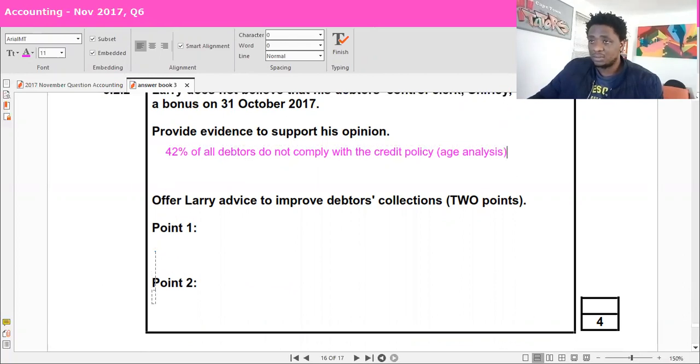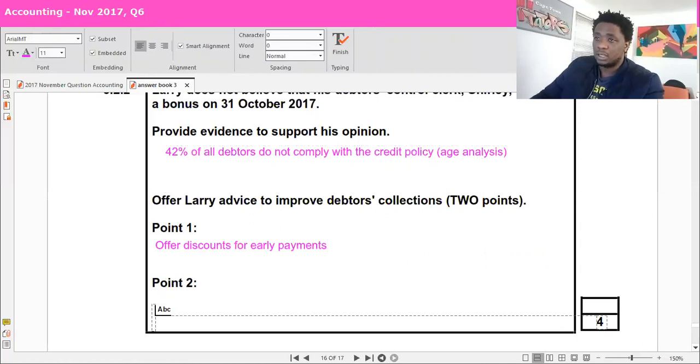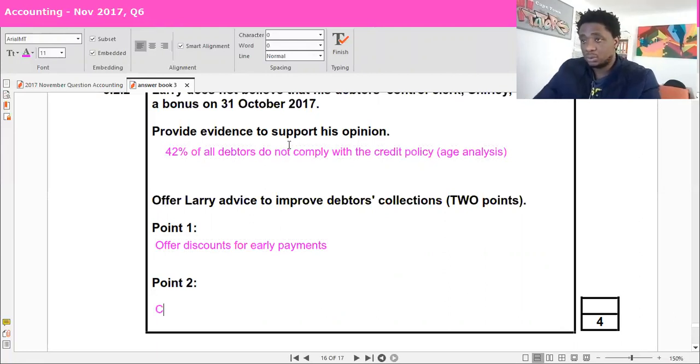Well, the first thing that I'd mention is to give an incentive to the people that pay early. So offer discounts for early payments. And then the other thing would just be to penalize the people that actually pay you late. So charge interest on debtors who do not comply with credit terms.